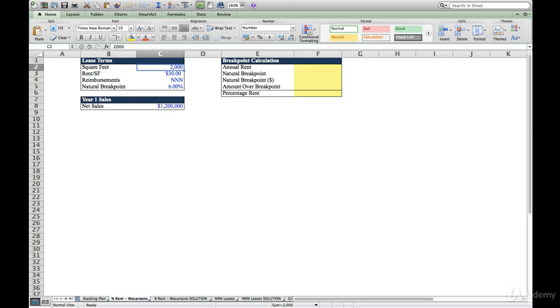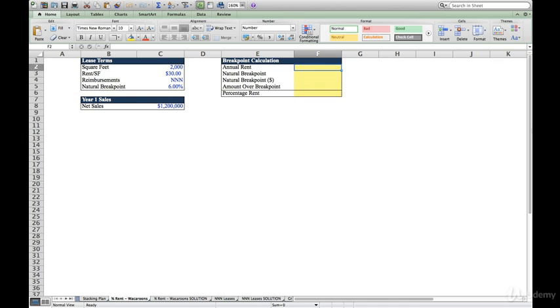First, here are the lease terms. As we said, you have 2,000 square feet. Your rent per square foot is $30. You have triple net reimbursements. Your natural break point is 6%, and these year one sales are $1.2 million in net sales. Year one has already passed, so we want to find out what their annual percentage rent payment owed to the landlord is.